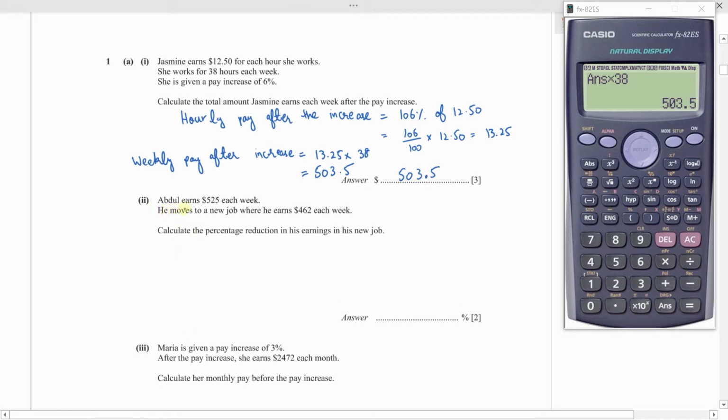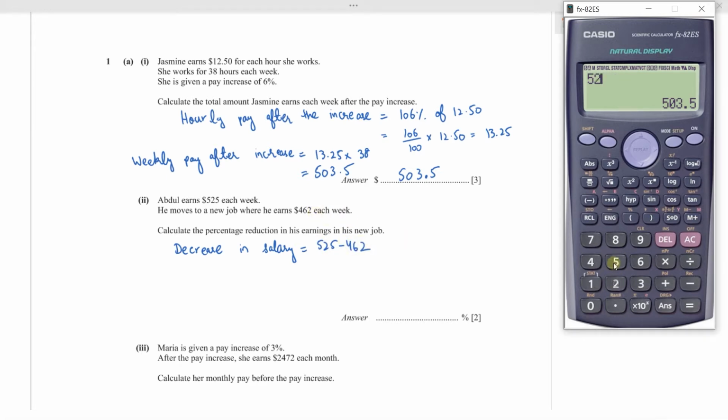The next part is Abdul earns $525 each week. He moves to a new job where he earns $462 each week. Calculate the percentage reduction in his earnings in his new job. So to find the percentage reduction, first we need to find the decrease in pay. So decrease in salary is 525 minus 462. So this is $63, which is the decrease in salary in dollars.